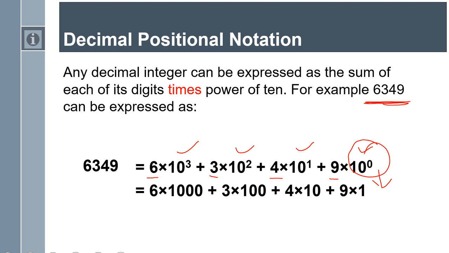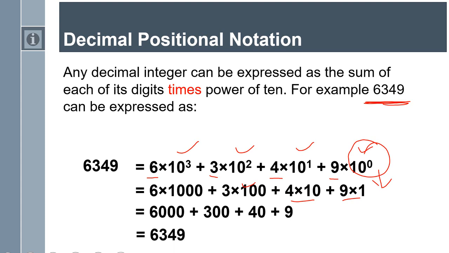So we will multiply 6 by 1000, 3 plus 3 by 100, 4 by 10, and 9 by 1, and the answer will be 6349. We will add these results. Here you can see that these are ones, tens, hundreds, and thousands.